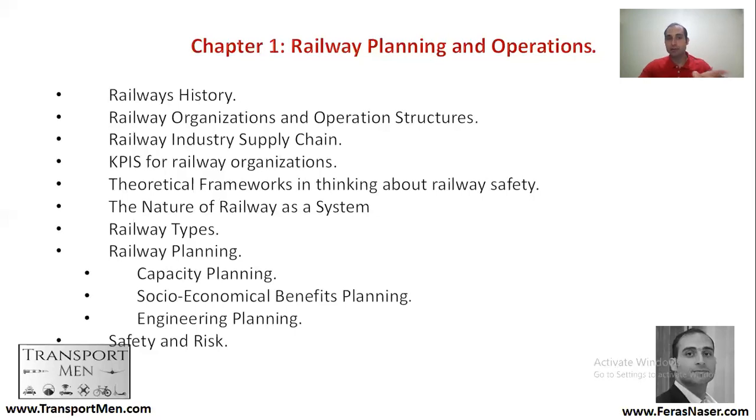And this, can we talk about it in the railway industry supply chain? While the railway organization and operation structure is about understanding how the railway operates at different levels and in different countries and places, the railway industry supply chain is about understanding where the railway came from. So if you are a young kid and ask, where did this train come from, we'll be able to answer you. And if you ask, where did this ballast come from, or where did this bolt come from, we'll be able to answer you.